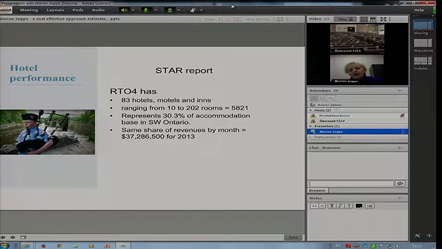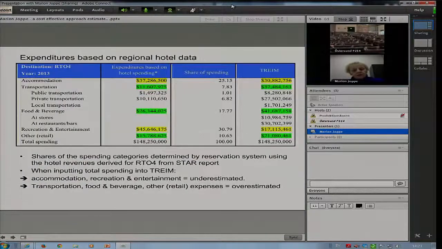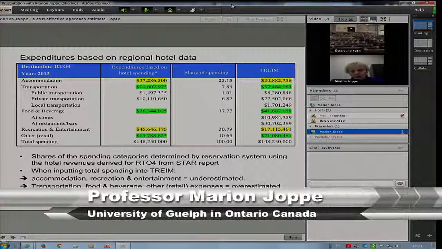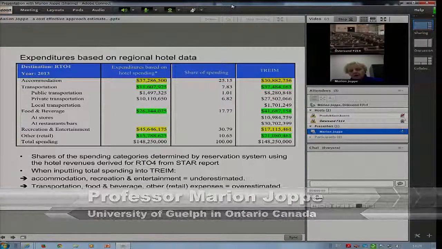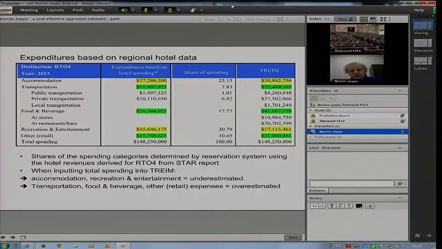we calculated the total revenue as 37 million. Again, if we input that into TRAIN and use our shares to calculate the total, you see these are the same shares that we had from our survey. This is the accommodation spending we calculated with the STAR report. The others then fall out quite easily to give us a total of $148 million.